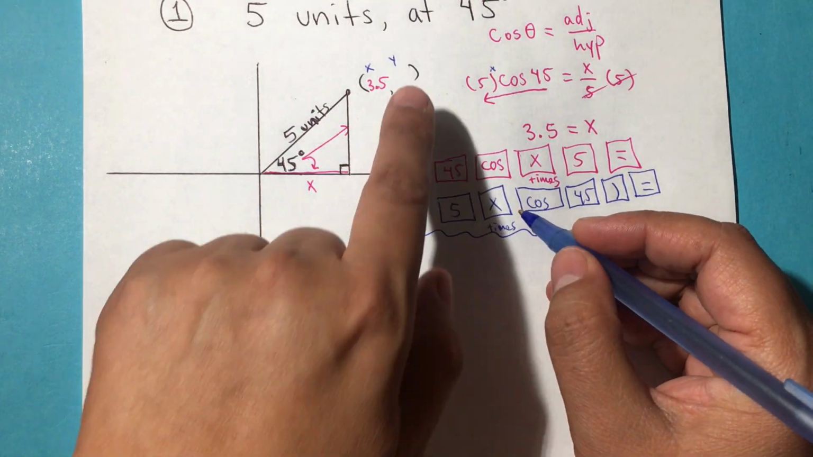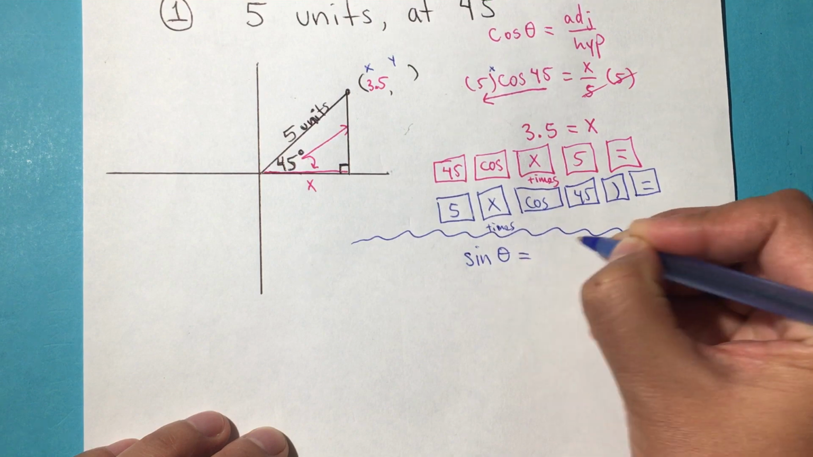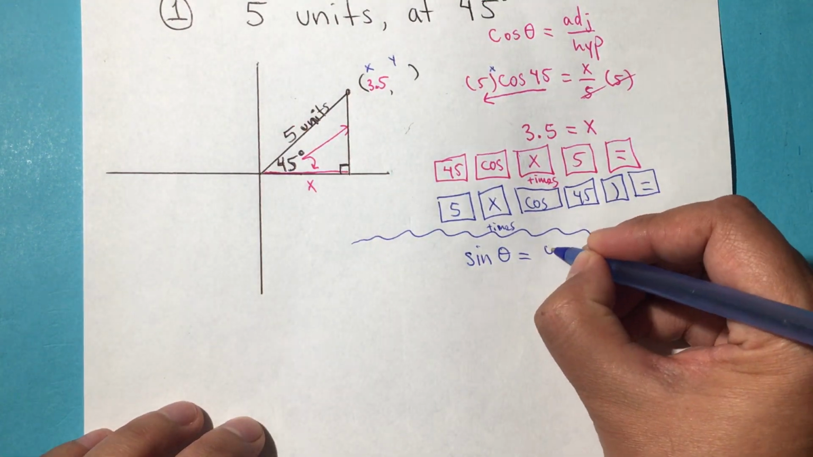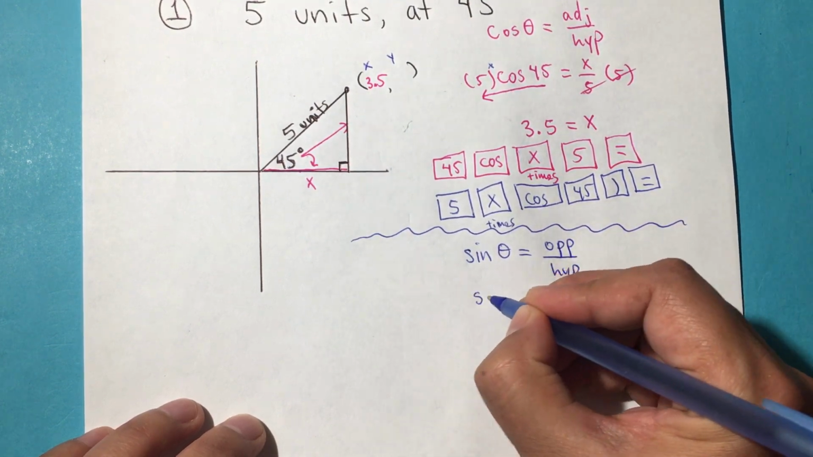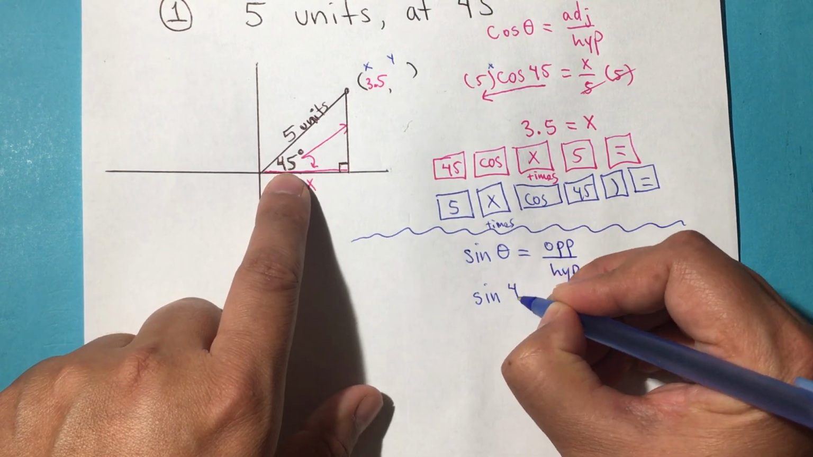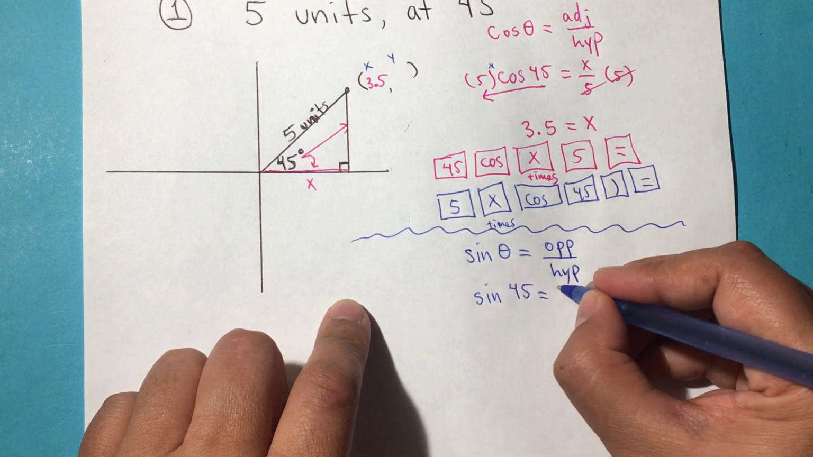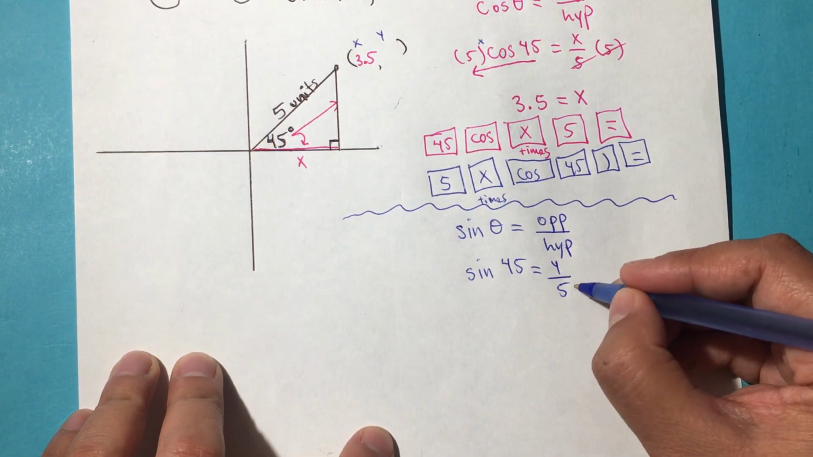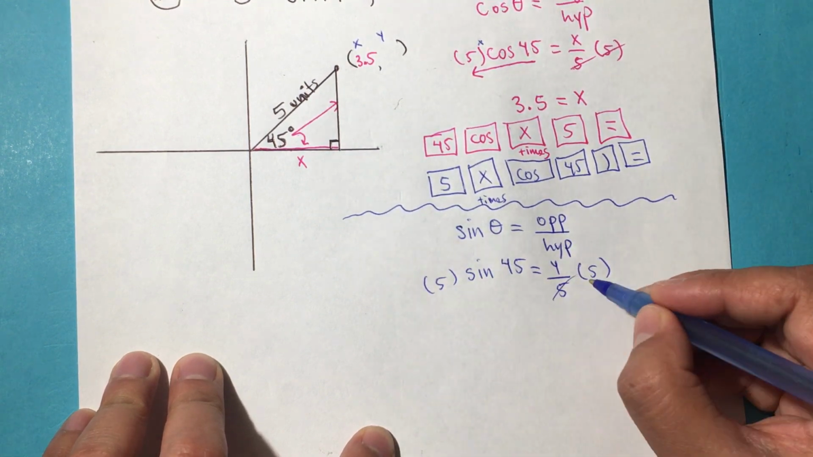Now let's find y. And so for y, we said that it's going to be sine. So sine of theta equals opposite over hypotenuse. And the opposite in here, and sine of 45 is equal to opposite. Opposite is y over hypotenuse, which is 5. And again, if we're dividing by 5, we're going to multiply by 5 on both sides.